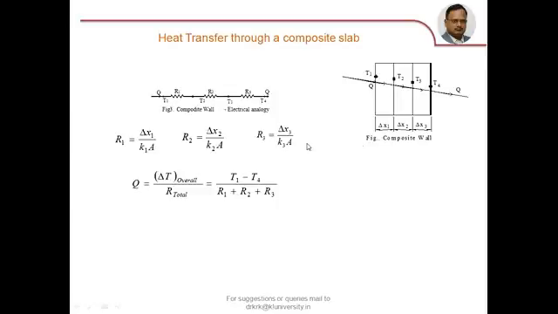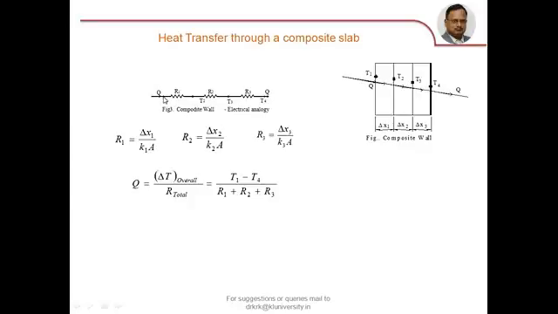I will ask you a simple question now. How to find T2, temperature at point 2? Very simple. The heat flow through the resistance 1 is Q. The heat flowing through resistance 2 is also Q. The heat flowing through the conduction resistance 3 is also Q. Coming out is also Q.